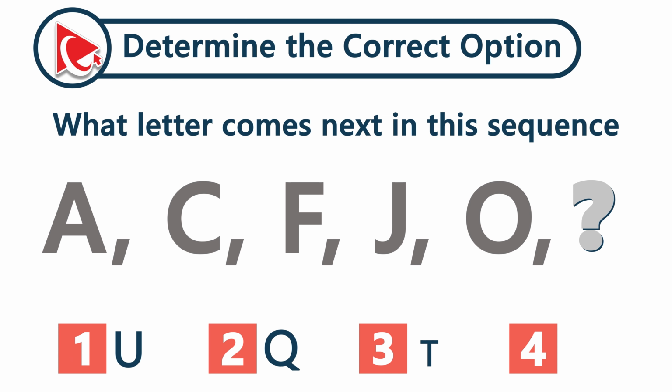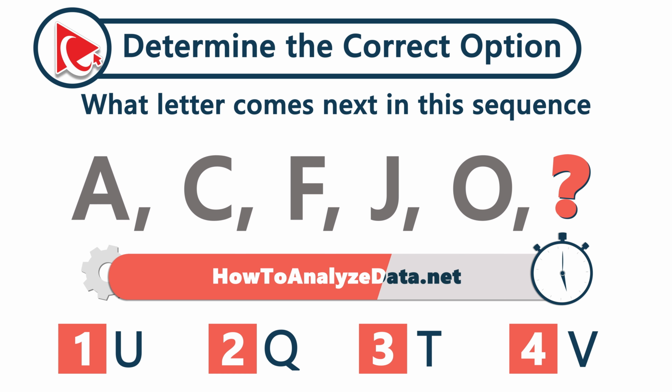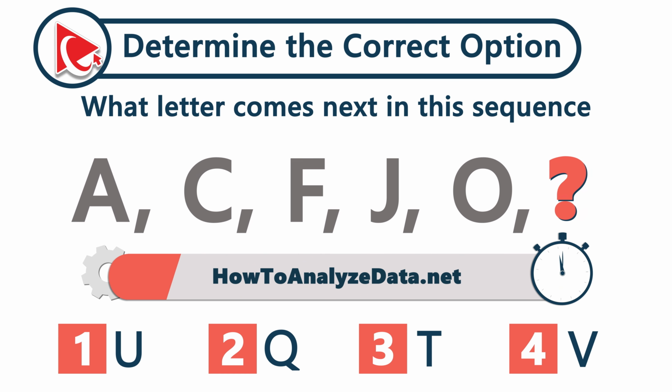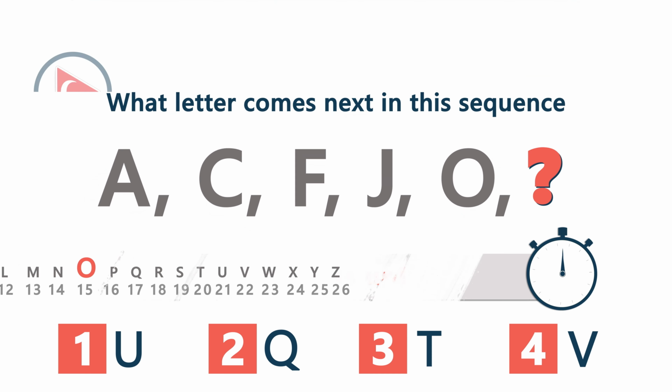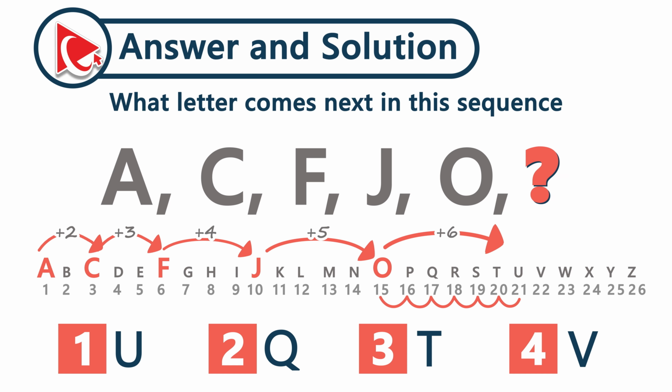What comes next in the sequence? A, C, F, J, O? Look closely at the gaps between the letters. A to C is +2. C to F is +3. Then +4, then +5. Do you see the trend? The last letter is O, which is the 15th letter of the alphabet. Add +6 and we get 21, which is the letter U. And that completes the pattern. So the correct answer here is choice 1, U.